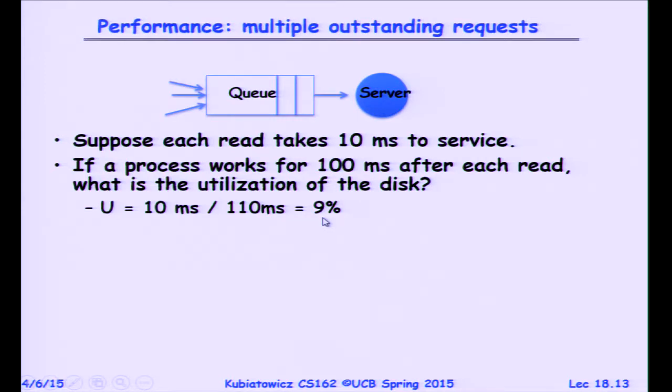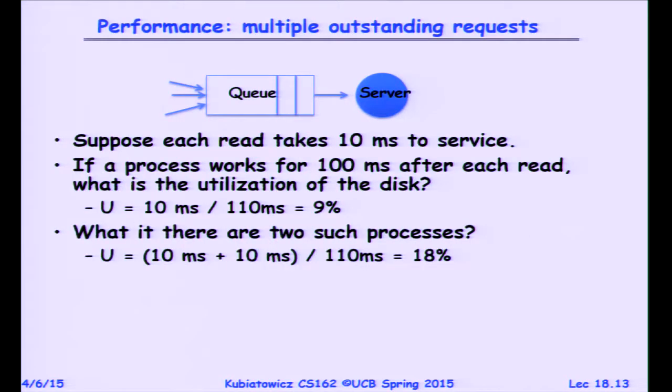Yeah, let's do 2 of them, right? Suppose we do 2 of them at once. Now our disk is 18% utilized, right? So just by increasing the number of threads, suddenly we've got a better utilized disk, which might be the critical resource in the system. Okay? And so why not just keep going?